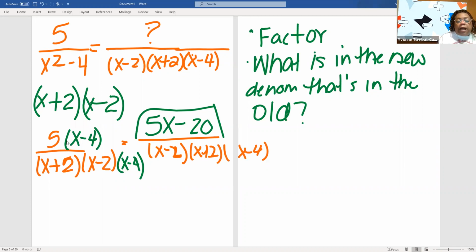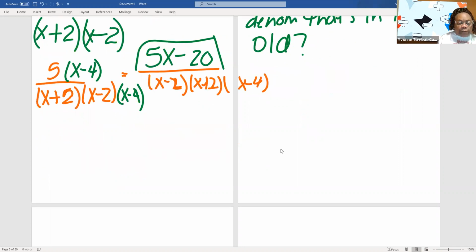And here I distributed. That's how I got 5x minus 20. Because 5 times x is 5x, and 5 times 4 is 20. And so my answer is 5x minus 20. But here again, these little tidbits make sense. You factor what is in the new denominator, but not in the old denominator, x minus 4. So that's why both the top and the bottom number, numerator and denominator, are being multiplied by x minus 4, so I can find my numerator that the question is asking for.